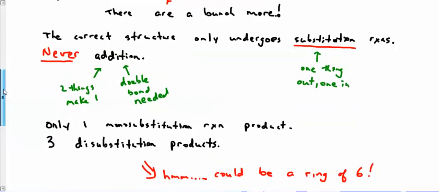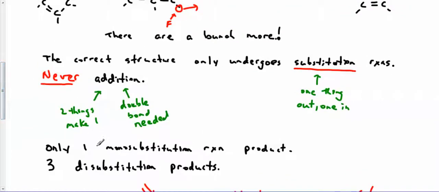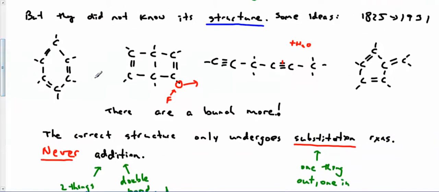Now, it only undergoes one monosubstitution reaction product. So if I take a hydrogen out, it doesn't matter which of the 6 hydrogens I take out, I'm only going to get one product. For example, let's take a look at this molecule right here. If I take out this hydrogen and replace it, or if I take this hydrogen out and replace it, I'm going to get the exact same thing as the product. These hydrogens are identical. All I would have to do is flip this molecule over and get the same thing.